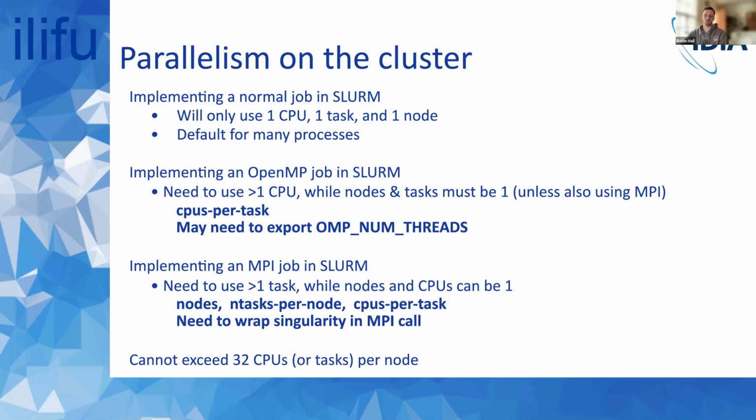Then if you want to use more than one node or more than one task, you would change the variables nodes or tasks per node to be more than one. I'll go into a bit more detail about why you need to take care when using more than one node when we look at some SBatch examples. And also it's important to note that in general, you can't exceed 32 CPUs per node or tasks per node, because that's generally how many CPUs most of the nodes have.